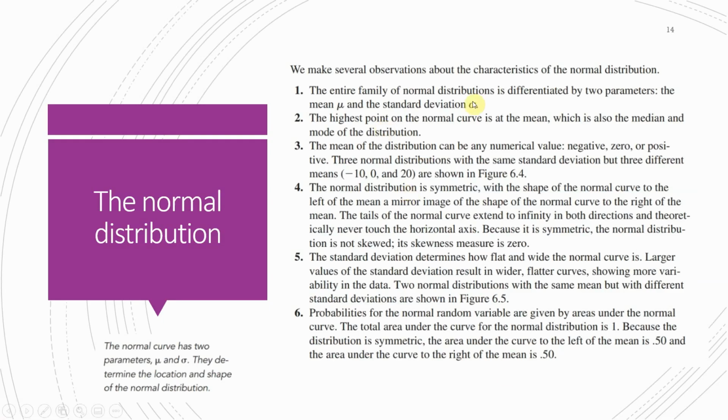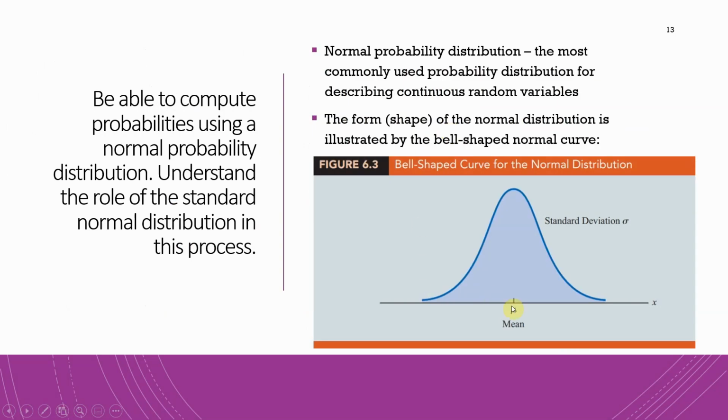So the entire family of normal distributions is differentiated by two parameters, the mean mu and the standard deviation sigma. So again, the mean is a measure of central tendency, and the standard deviation is a measure of dispersion and how wide and how variable your data are. The highest point on the normal curve is at the mean, which is also the median and the mode of the distribution. So again, the mean for a normal curve is always equal to the median and the mode.